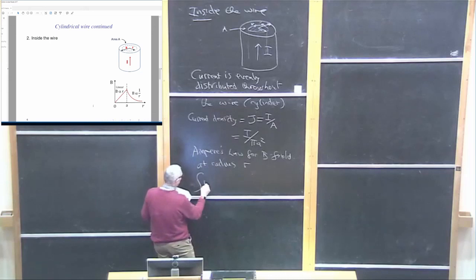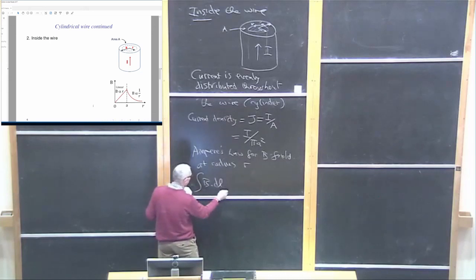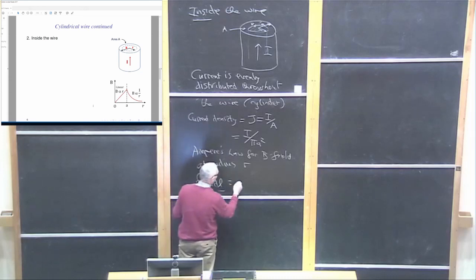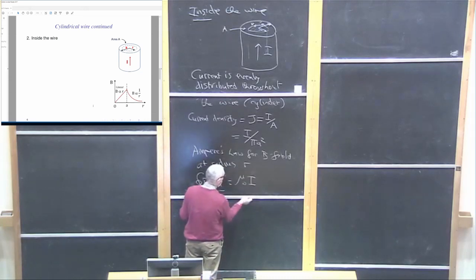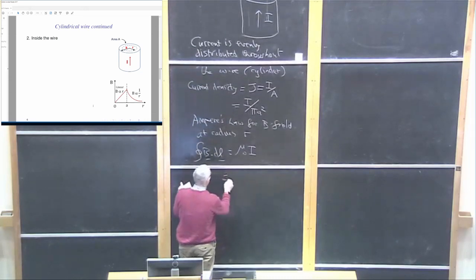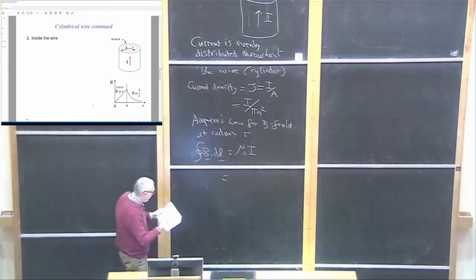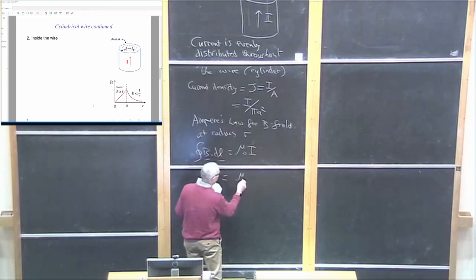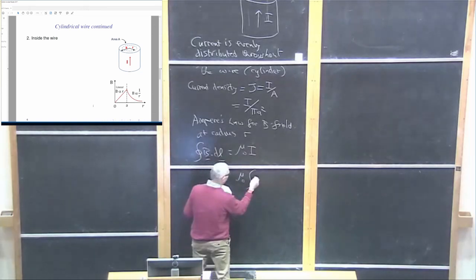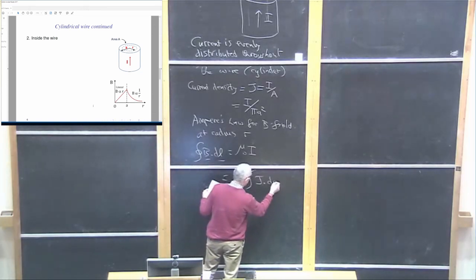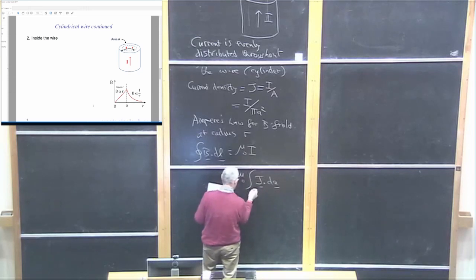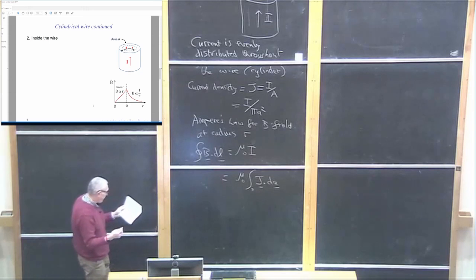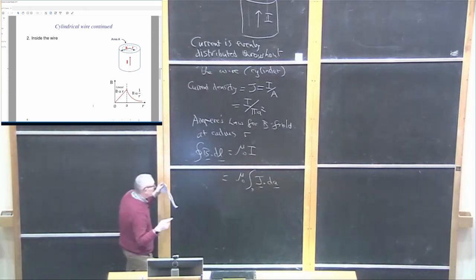Right, so here's the line integral over the closed loop, which equals mu naught times I. Now I've got to express this in terms of the current density, which of course is the integral of J dot dA. It's the integral of the current density over the area.